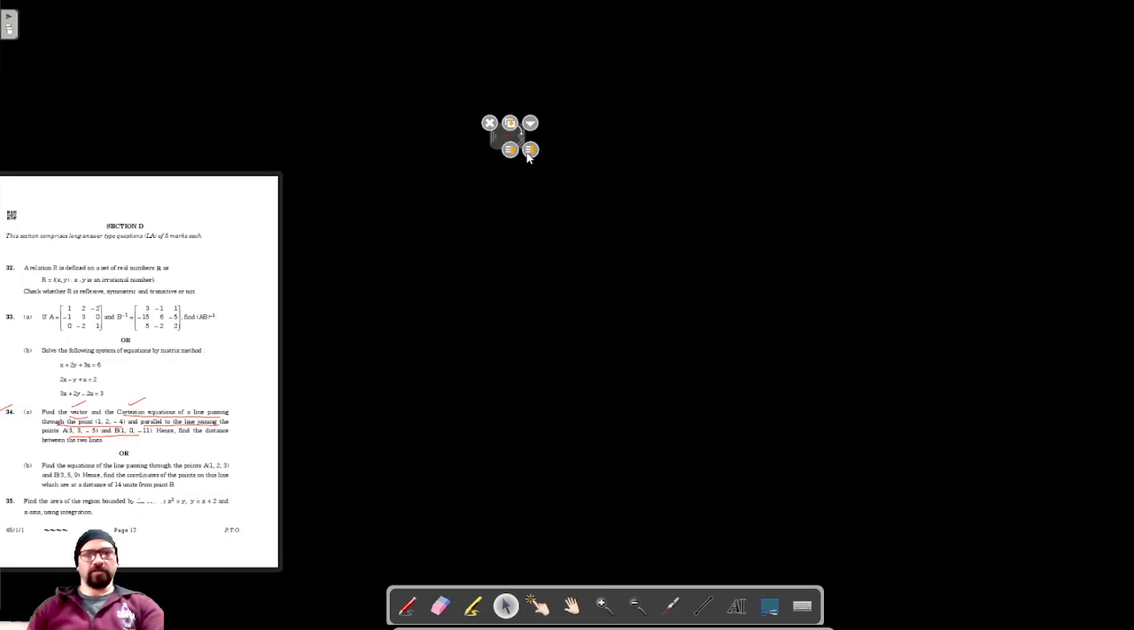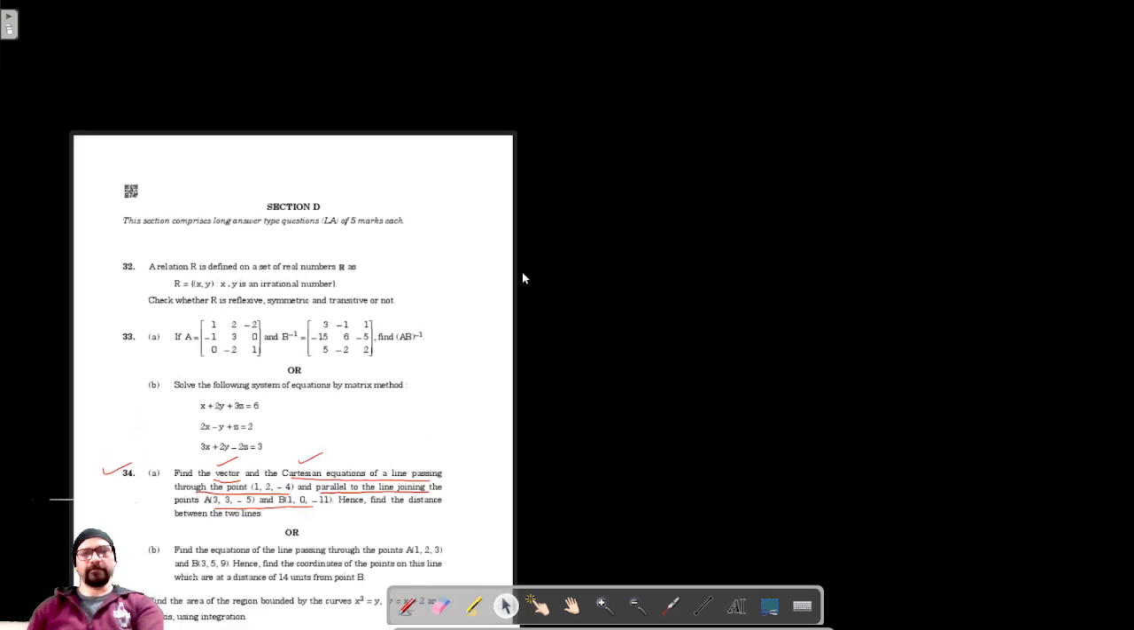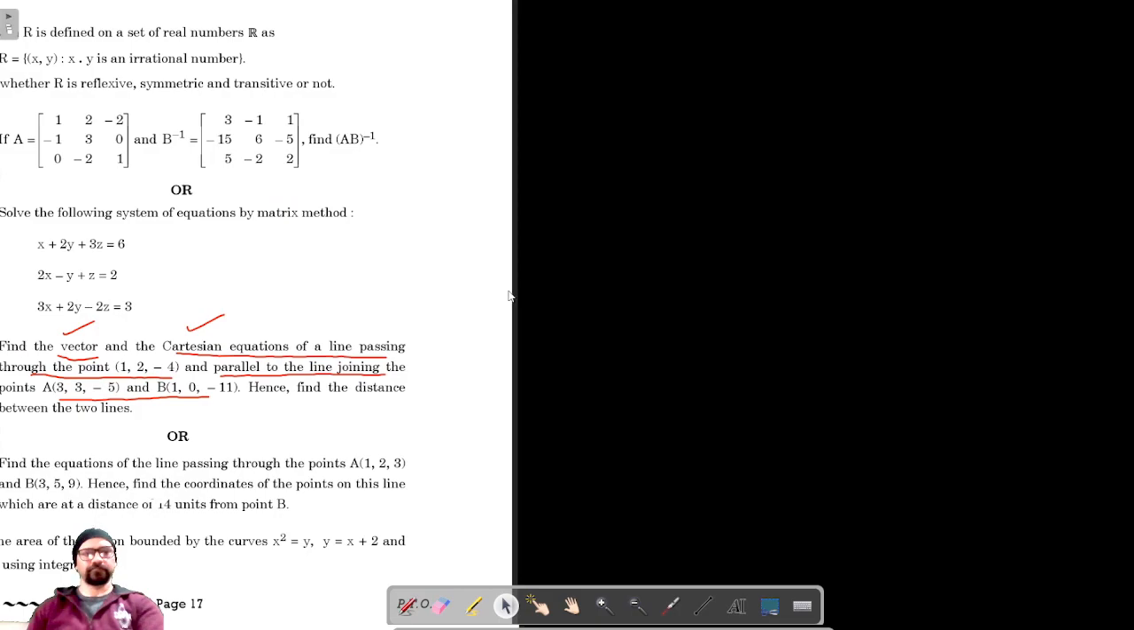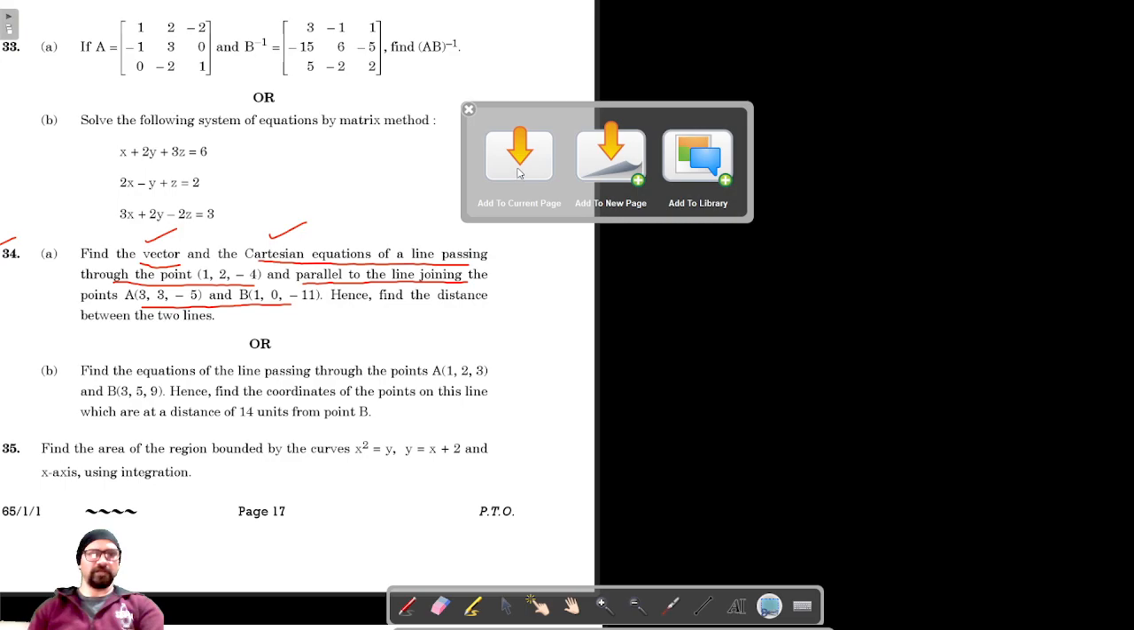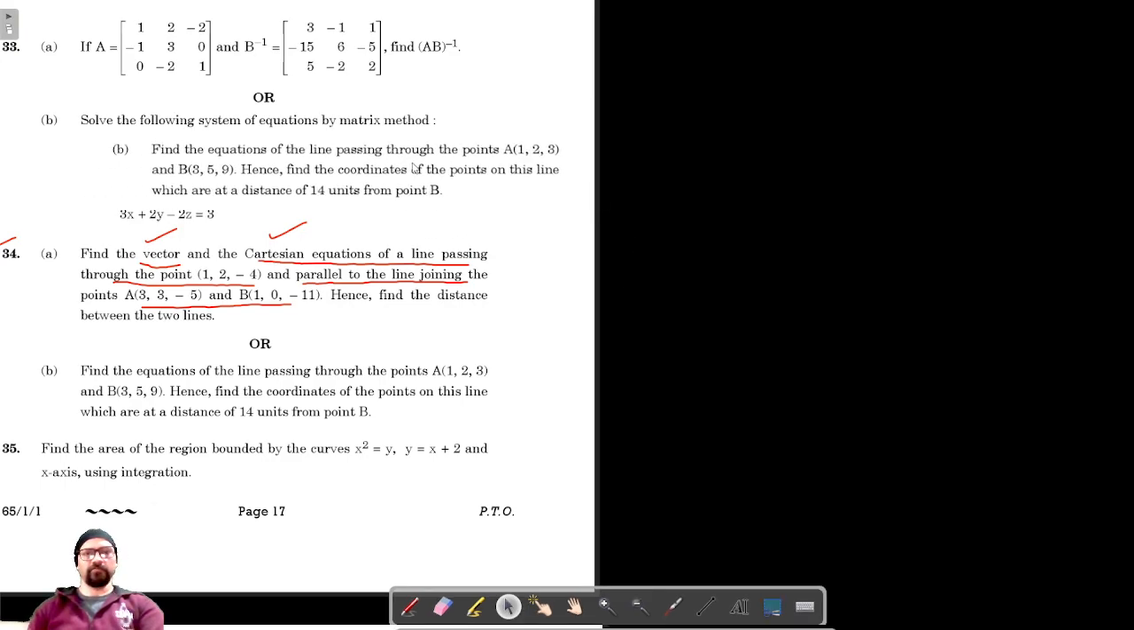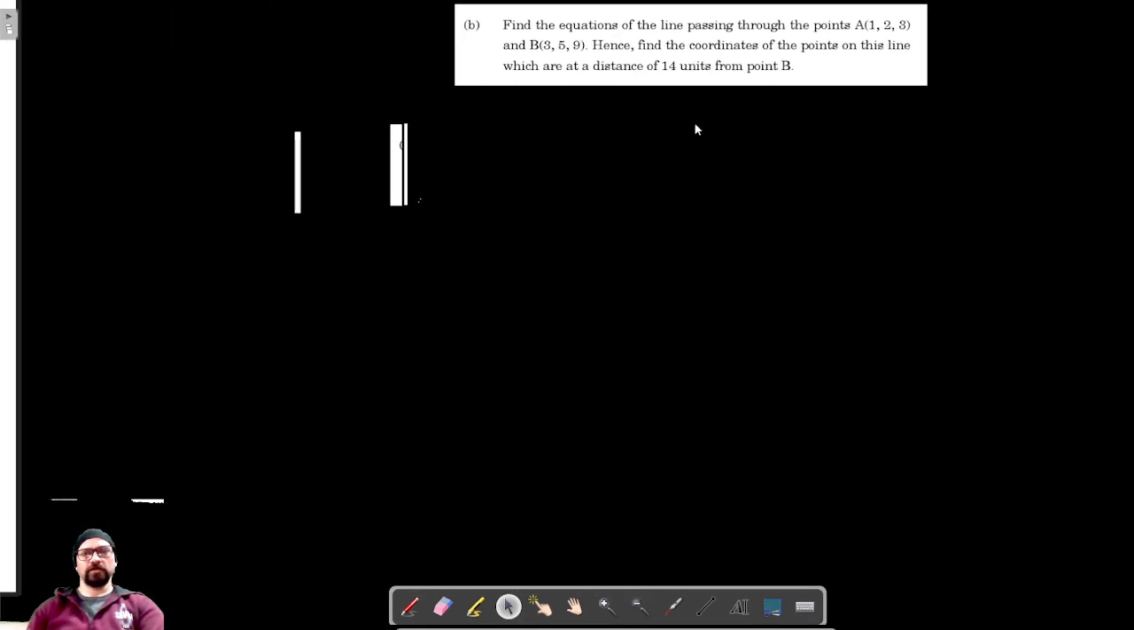All right, so we are on to the second part of the question. The second part is that we have to find the equations of the line passing through 2 points. So it's written equations, so we will find both. Let's try to get both the Cartesian and the vector equations.